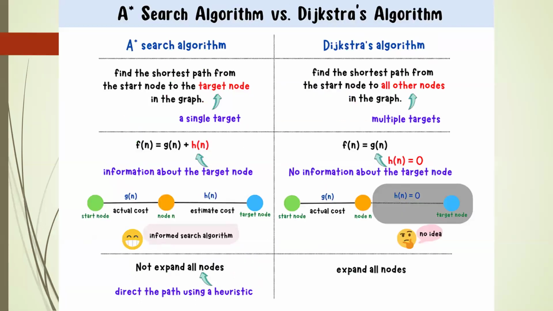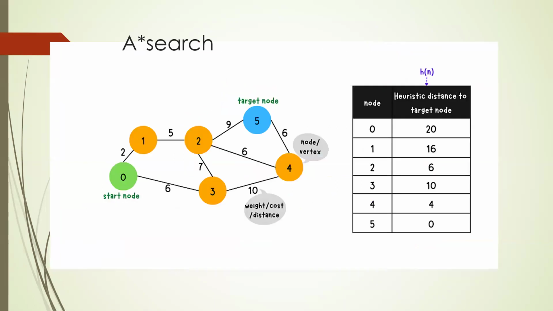We compare the A star search algorithm with the Dijkstra algorithm. In A star search, the target node is combined with only the adjacent nodes. In the Dijkstra algorithm, the target node is combined with all other nodes. So here we use the path cost alone, while in A star we consider the heuristic also. In A star search, we won't expand all the nodes, but in the Dijkstra algorithm, we have to expand all the nodes. So we see one problem.